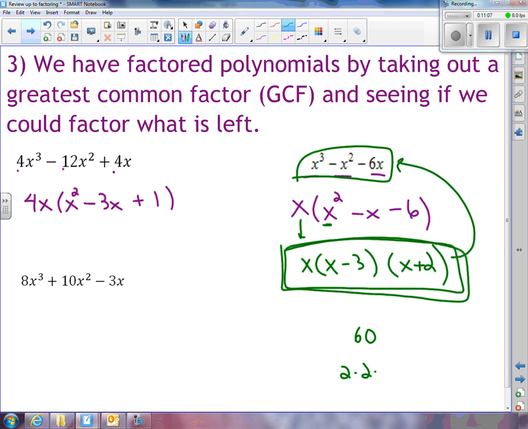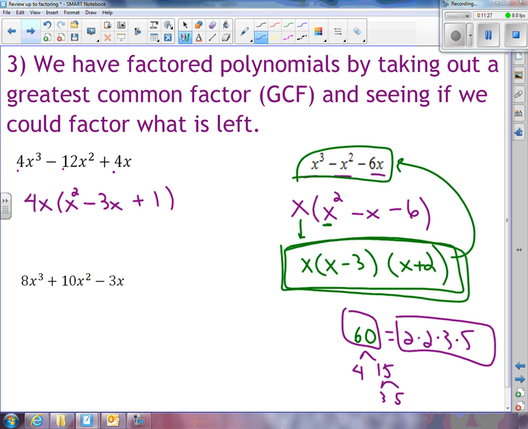2 times 2 times 2 times... That's right. Let's try it again. So 60 breaks up into 4, 15. 15 breaks up into 3 and 5. So 60 is really the same thing as 2 times 2 times 3 times 5. 60 and 2 times 2 times 3 times 5 are equivalent, just like this expression and this expression are equivalent. Meaning the same thing, just written in a different form.